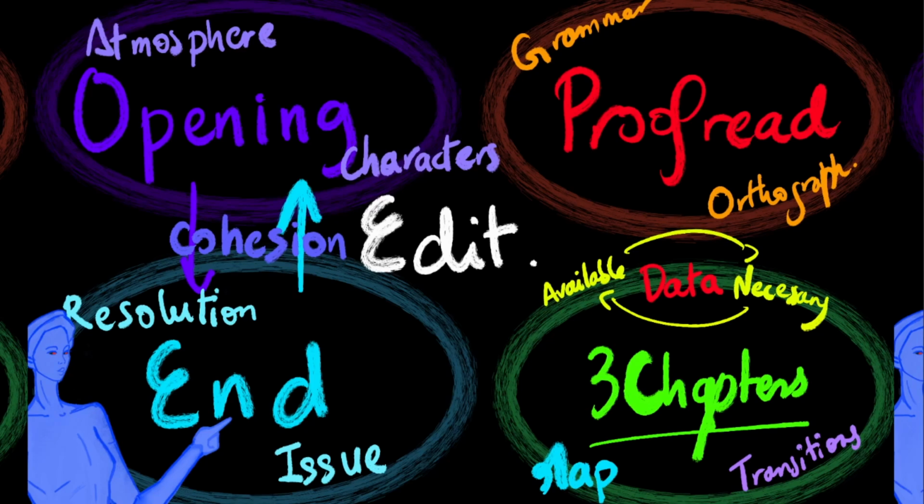In order to review the cohesion of your last chapter, you want to focus on the issue in the last chapter, in chapter 10, and how it is resolved. Generally, the issue will be presented in the first scene of chapter 10 and solved in the third scene of chapter 10.